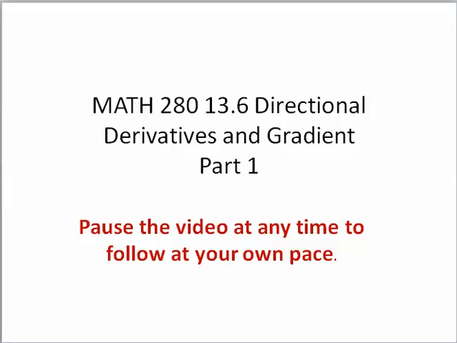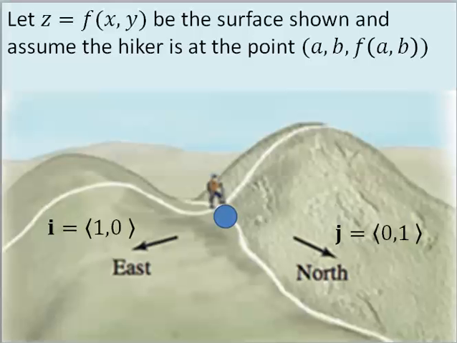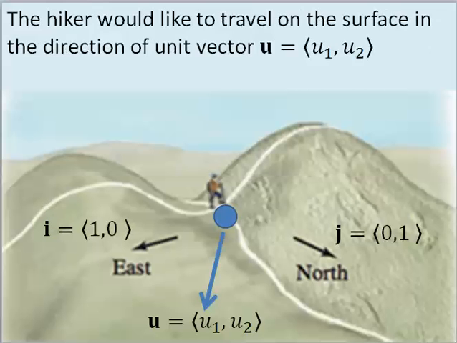13.6 Directional Derivatives and Gradient, Part 1. Let z be the surface shown and assume the hiker is at the point (a, b, f(a, b)). The hiker would like to travel on the surface in the direction of the unit vector u.